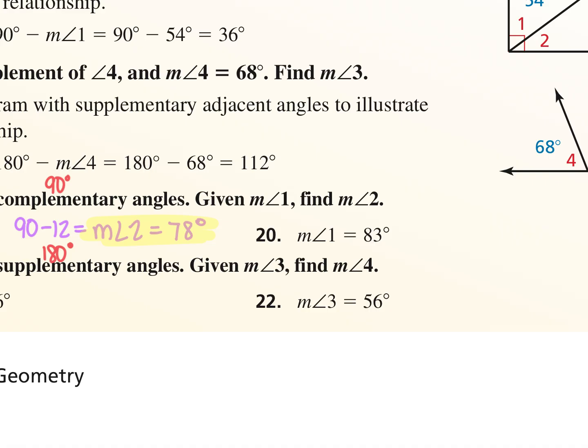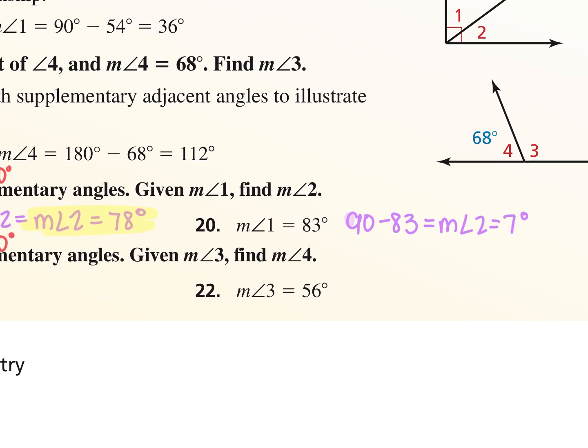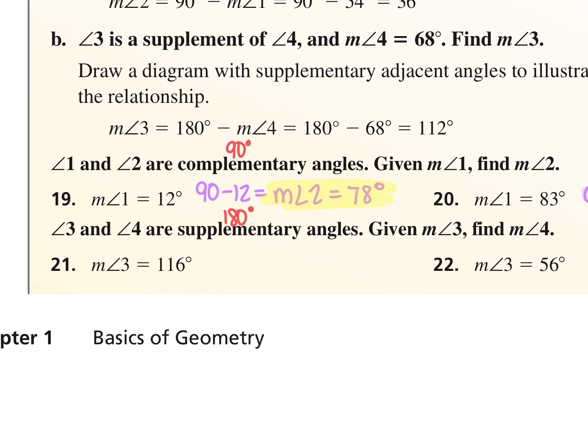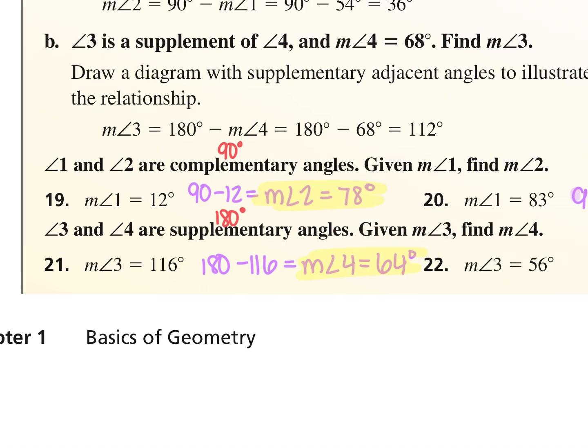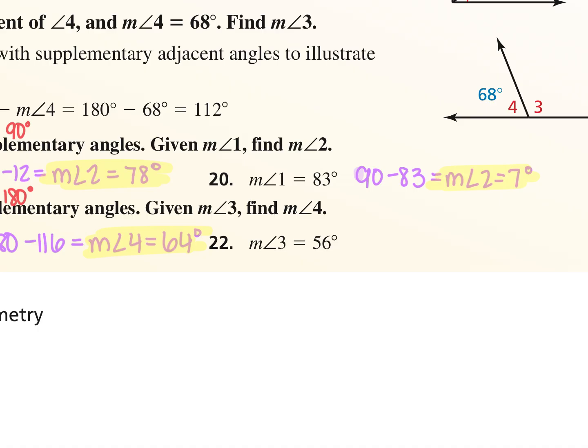Looking at the next one, 90 minus 83 is going to give you the measure of angle 2, which is 7 degrees. And supplementary is 180, so you're doing 180 minus 116 is going to give you the measure of angle 4, which is 64 degrees. And then the last one, 180 minus 56 is going to give you the measure of angle 4 again for this question, which is 124 degrees.